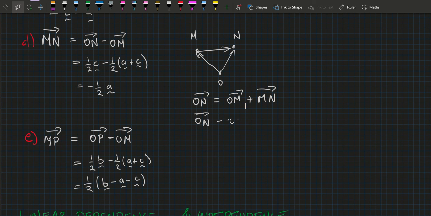Okay, so O to M. So the N vector subtract the start vector gives you the vector between the two.